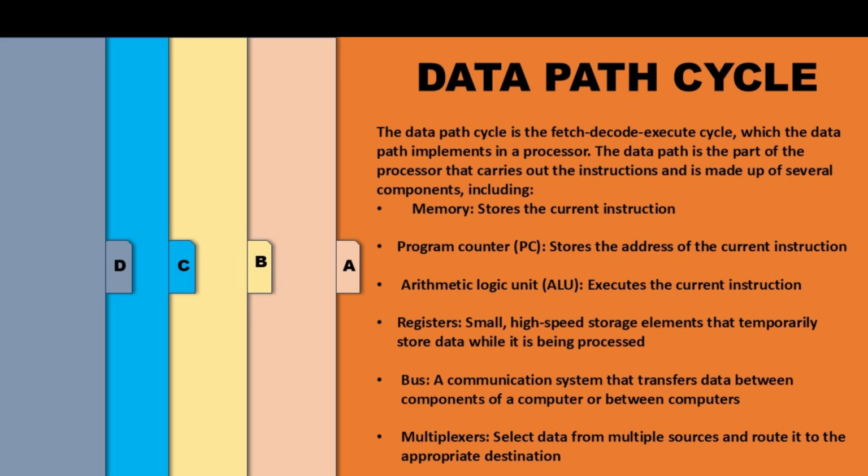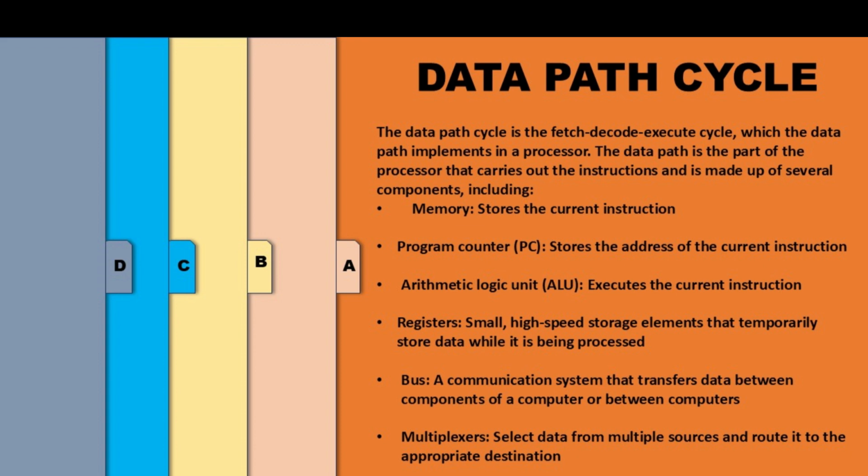In this video, we're talking about two main things. One, why does the data path cycle have a huge influence on the performance of CPU? Two, how does the CPU fetch, decode, and execute instruction? First of all, what is data path cycle? Data path cycle is the fetch, decode, execute cycle, which the data path implements in a processor.